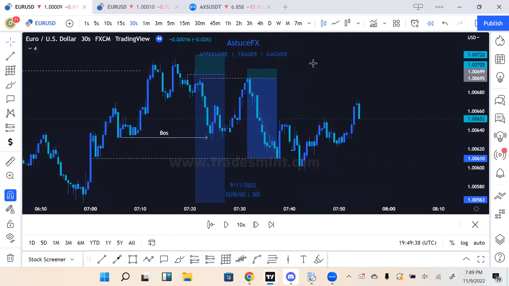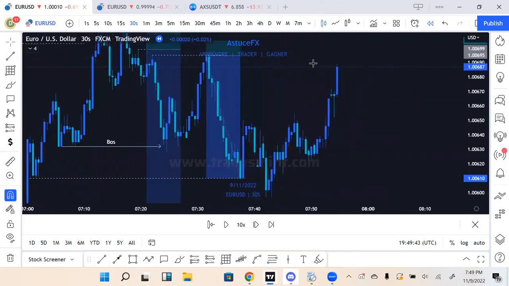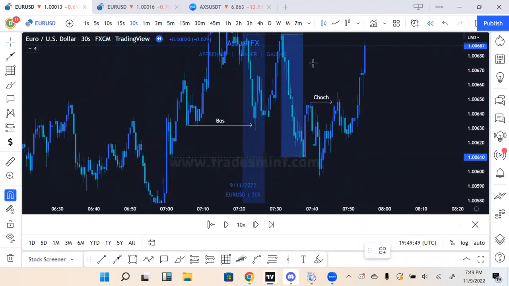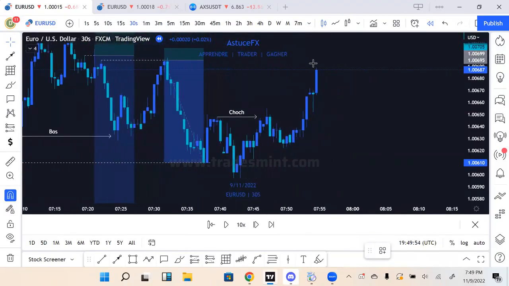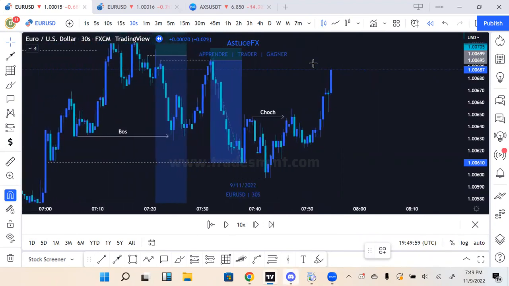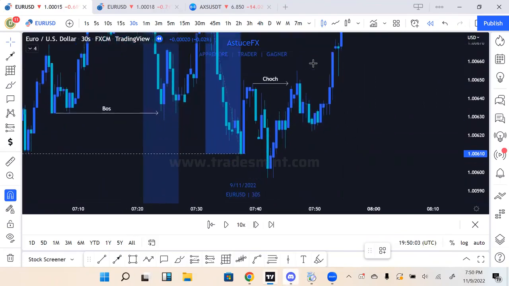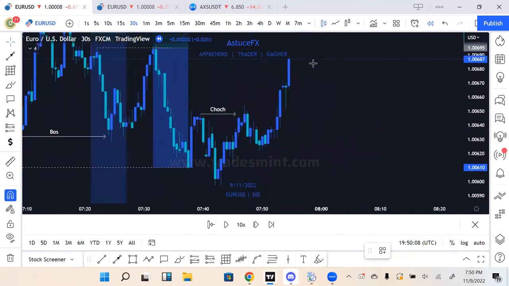You have change of character now? Yeah, we got the change of character. On this, I think this was the change of character we are looking for. If you want to buy, where would you buy? That OB there at the bottom where it looks like a long green wick, and then with the purple, it's blue, green, blue, green, blue, and then I would go at the bottom of that wick.